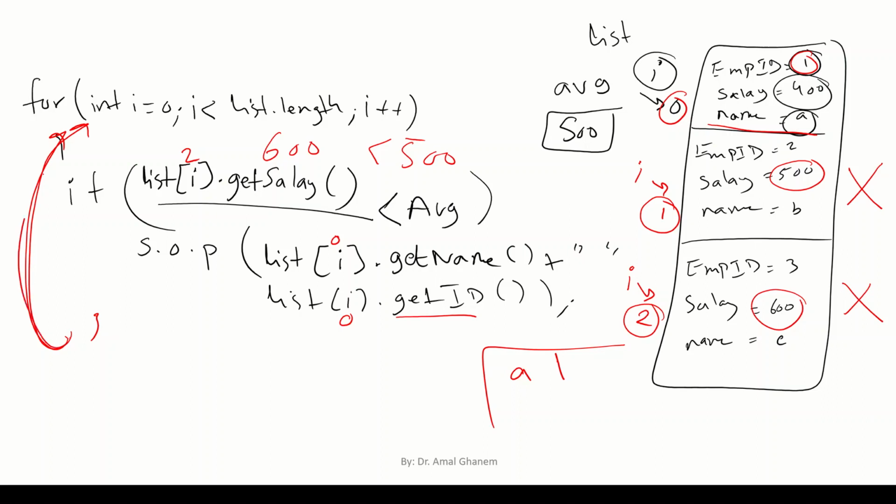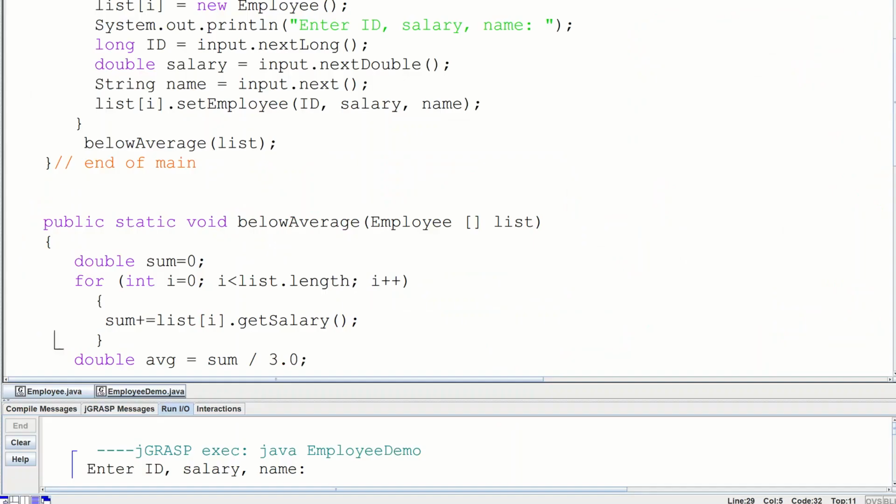And then I will go again and I will have to find. And then I will just end my program. And we only output the employee at location 0 because this is the only employee with salary below the average 500. So let's write it, do a compile and run. So we will continue with the same method.